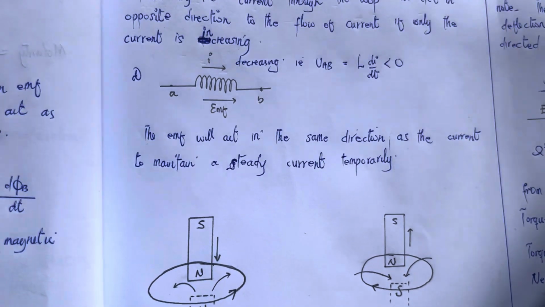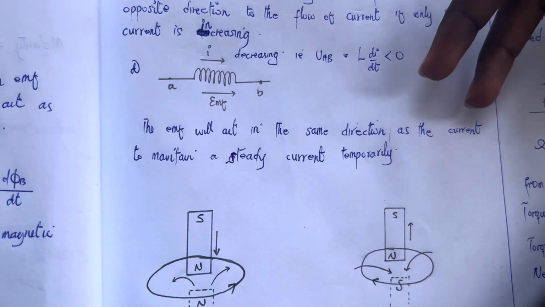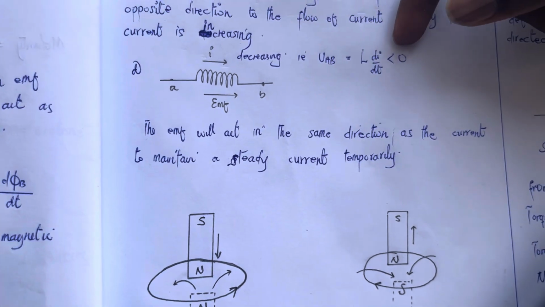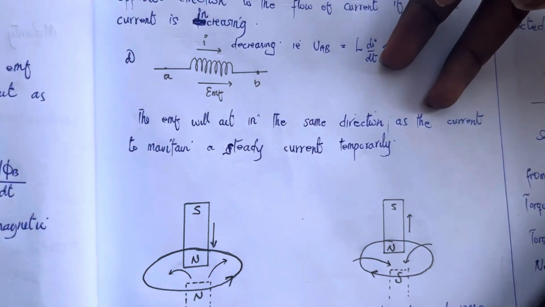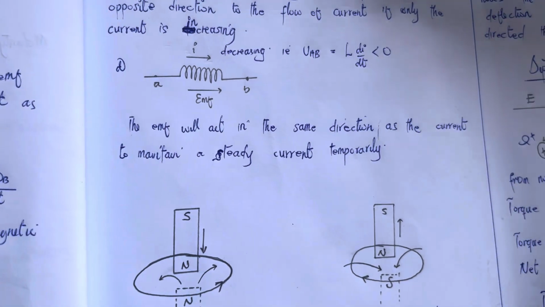Okay, the moment the EMF is disconnected, or the moment the main EMF source is removed from the circuit, this EMF that has been induced will act as a steady current temporarily before at some point in time it goes off.